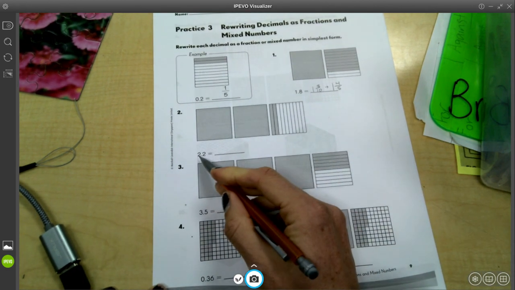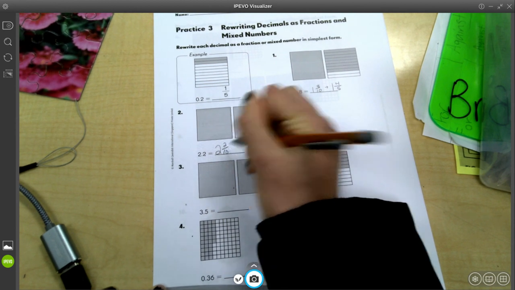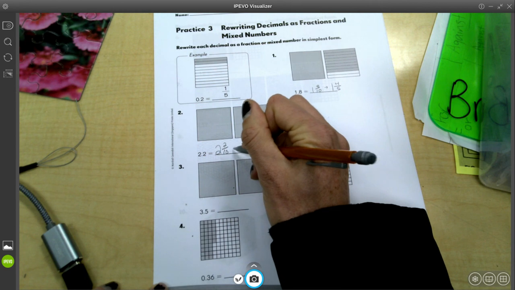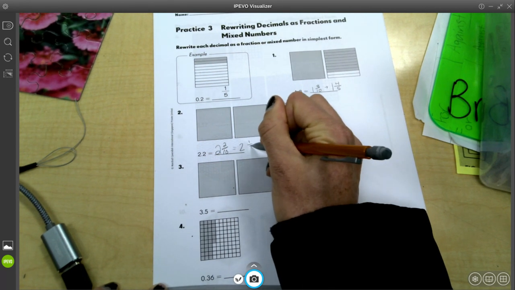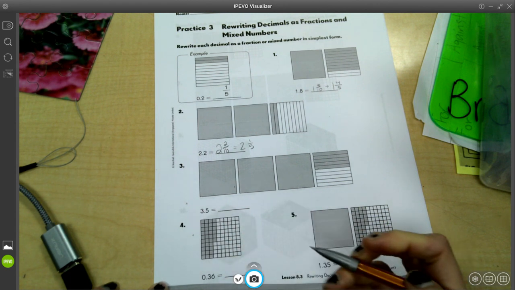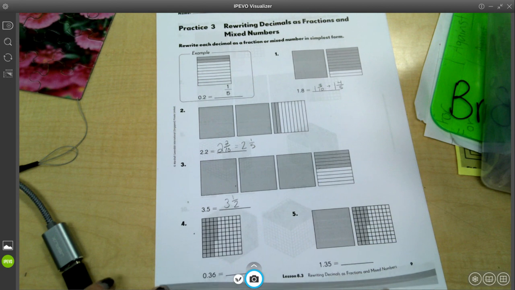Excellent. 2 and 2/10. Love it because I can say it. 2/10 can be simplified, so we have 2 and 1/5. All right. 3 and 5/10. Now that one I know can be simplified already to 3 and 1/2.